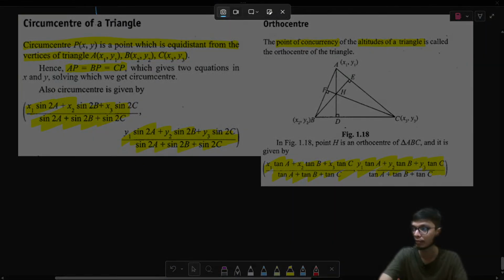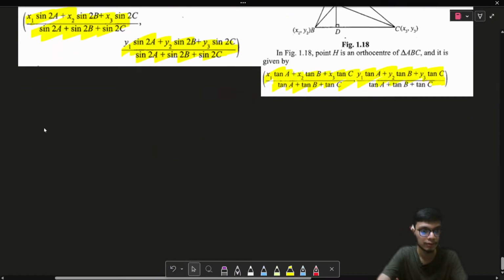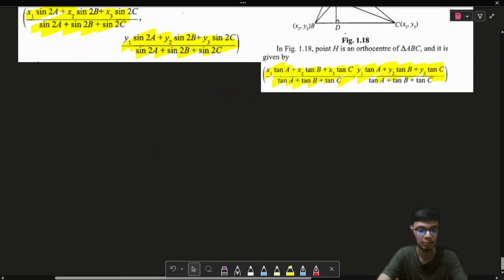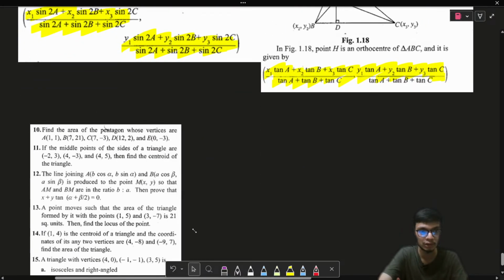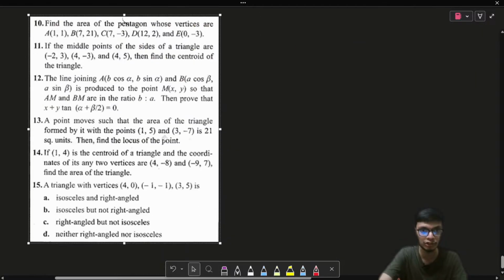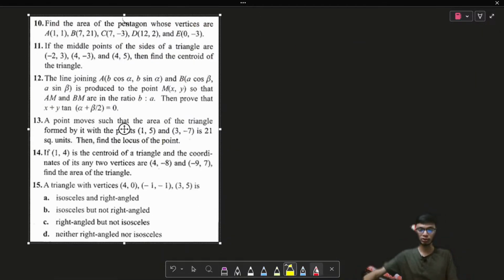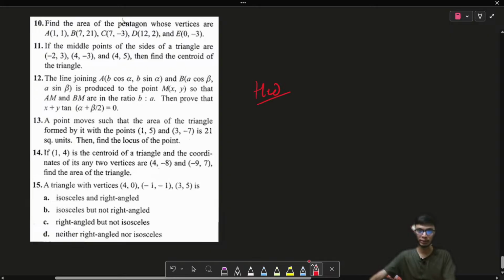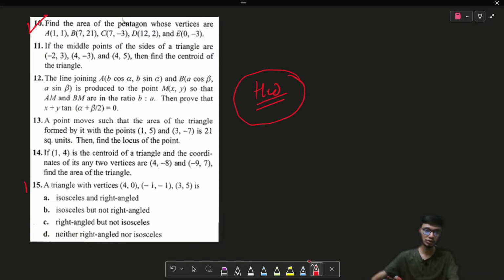So maybe I will give you some homework problems to solve, right? Please take a screenshot of this and try to solve these problems as homework. They are from question number 10 to question number 15, so there will be 5 problems as homework. Please solve these problems and comment the answers below after the live is over.